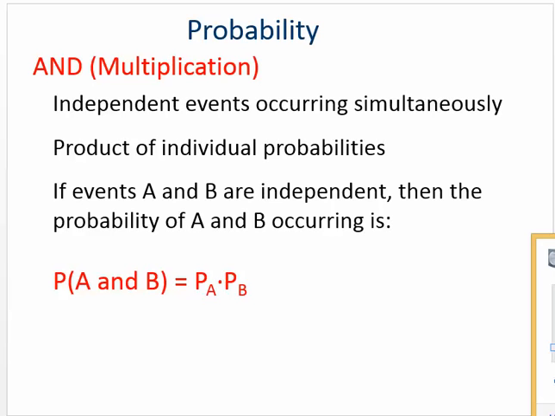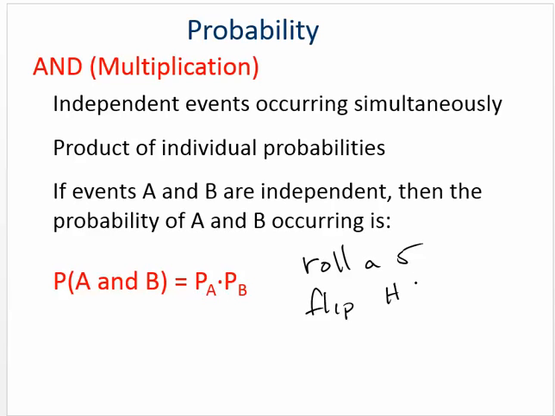So, for example, let's say the probability of rolling a dice and getting a 5, and then you're going to flip a coin and get a heads. Well, the probability of 5 is 1 out of 6. The probability of a head is 1/2. So the probability of both of those events happening at the exact same time is 1/12.